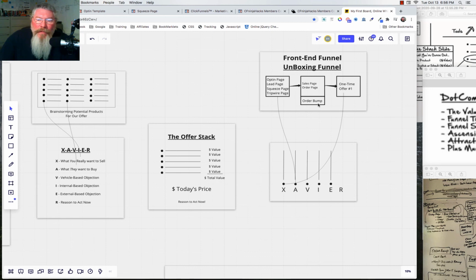And then again, the order bump, exactly the same thing. What is the next thing they need? We already scratched an itch. We already scratched 2 or 3 itches. What's the next thing that they absolutely need, where the itch has not been scratched yet? And then again, as we go along, everything has to have a reason to act now. Why do they have to act now? If they don't act now, they're not going to get this special offer. If they don't act now, they're not going to get 50% off.